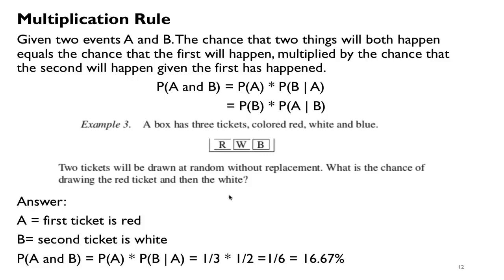The probability of A, the probability that the first ticket is red, is 1 out of 3. The probability that the second ticket is white, given that the first ticket is red, is now only 1 out of 2, because we know that the first ticket is red, that's 1 less ticket. The chance of the second ticket being white is now 1 out of 2. So notice that to find the probability of both things happening, we have to use conditional probability in the multiplication rule.